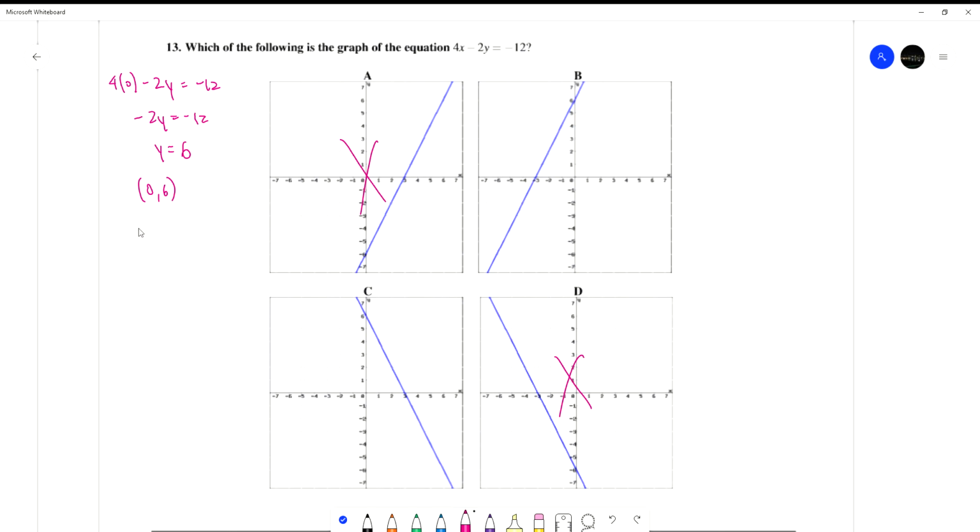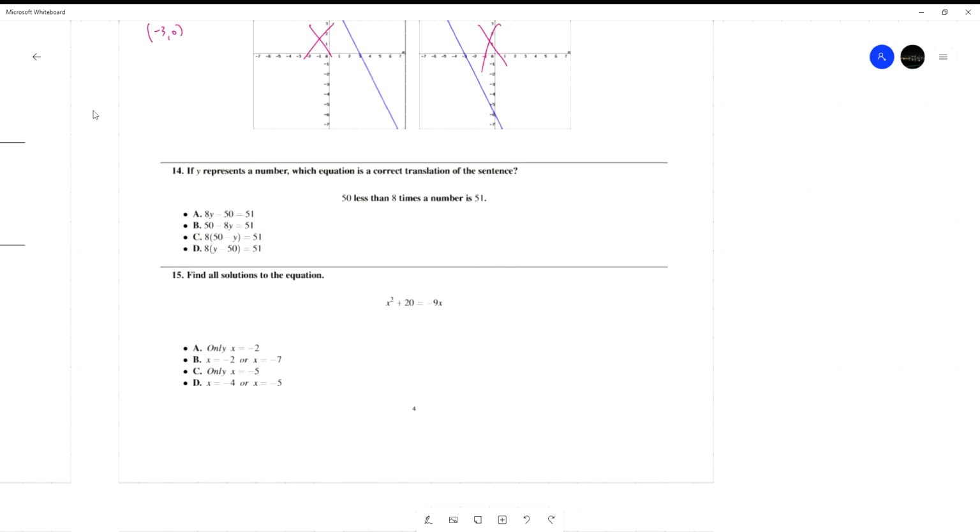Cover up negative 2y, right? Because this time y is equal to 0. So we have 4x minus 2 times 0 is equal to negative 12. So we have 4x is equal to negative 12, right? And divide by 4, so x is equal to negative 3. So the ordered pair is negative 3, 0. And as you can see, C is incorrect. That's positive 3, 0. Negative 3, 0 and 0, negative 6 is right there. So it's answer choice B. Okay, any questions with that? That is the cover-up method or the intercept method.